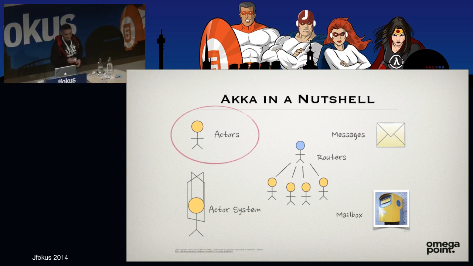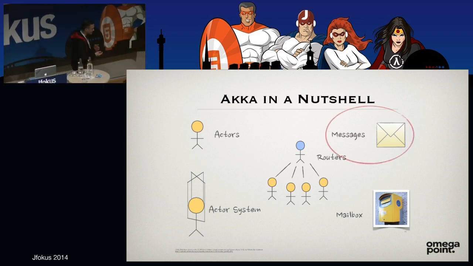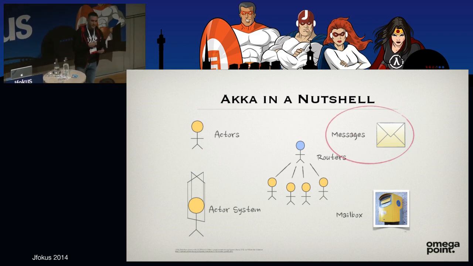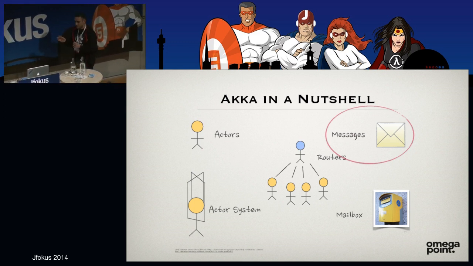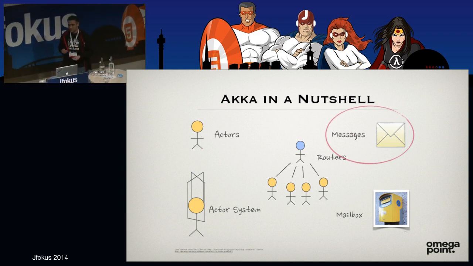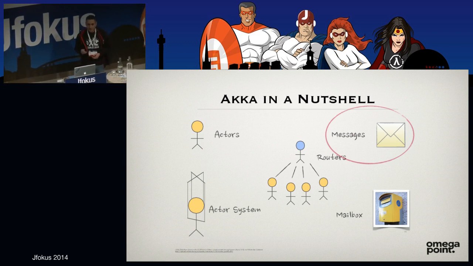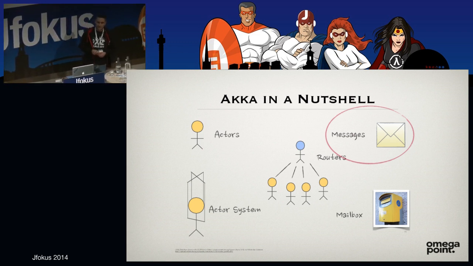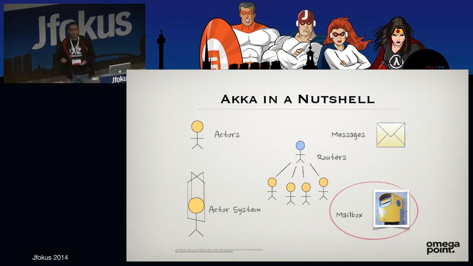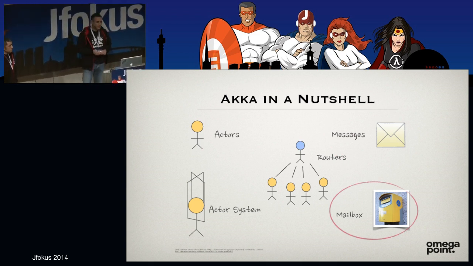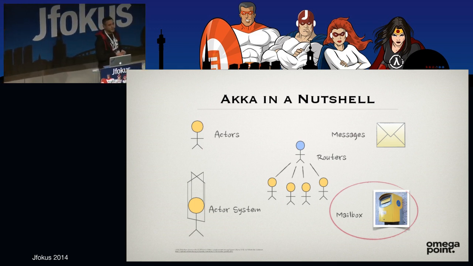In order for actors to communicate, we have messages. And the messages are basically what contains the data and the instructions what the actors should do. In order to handle the messages, we need mailboxes. And each actor has a mailbox. And I believe the default implementation is a concurrent linked queue.